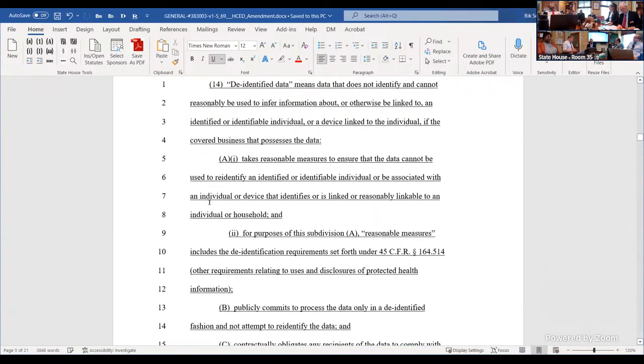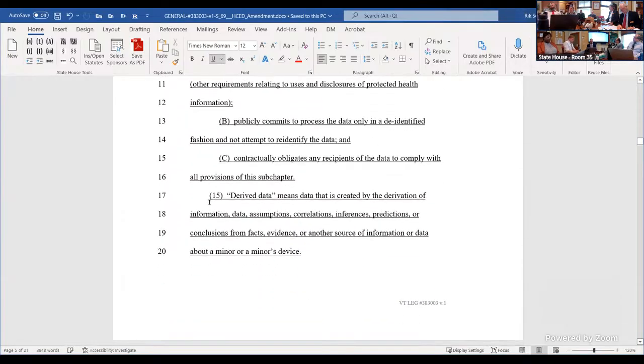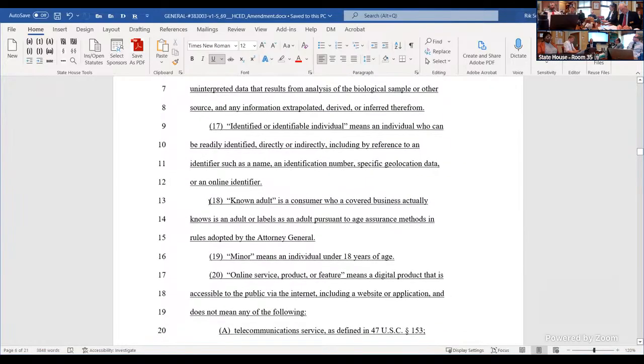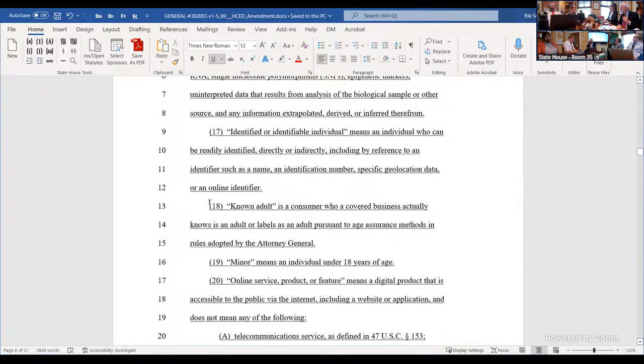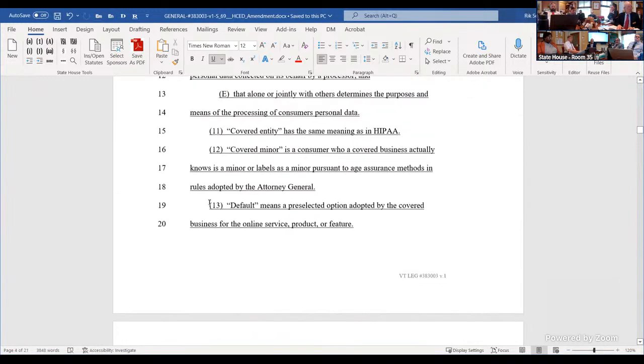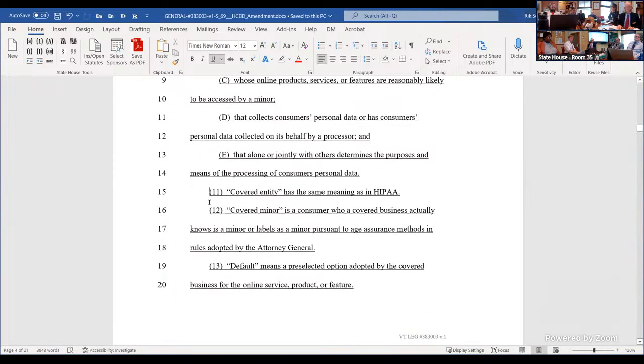You've heard de-identified data quite a bit. I'm going to skip that one. Derived data. A known adult, definition 18 on page... sorry. Covered minor. Yeah, actually, so rules. Sorry. It says "actually knows," which seems like a fairly high bar.